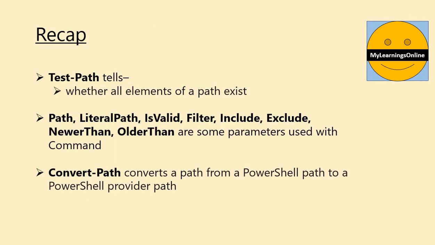Let's recap. Test-Path tells whether all elements of a path exist or not. Path, LiteralPath, and IsValid, Filter, Include, Exclude, NewerThan, OlderThan are some parameters used with this command. Convert-Path converts a path from a PowerShell path to a PowerShell provider path.